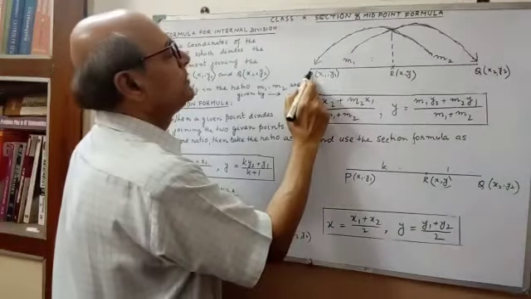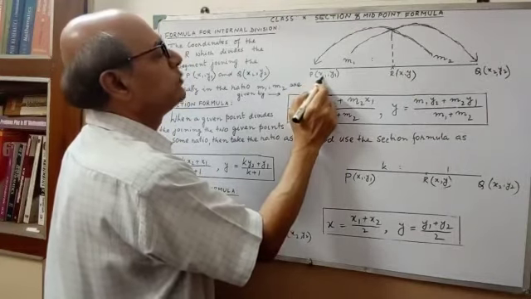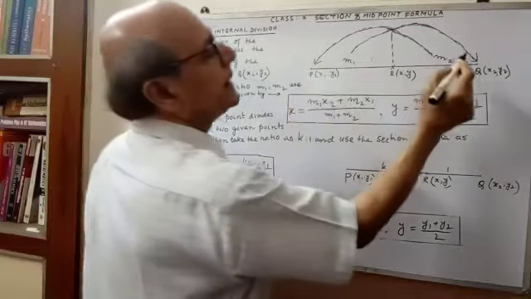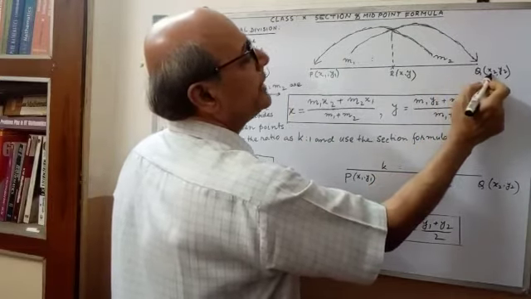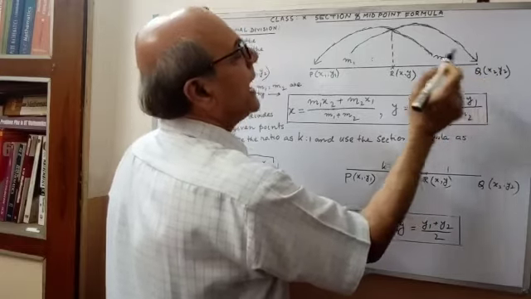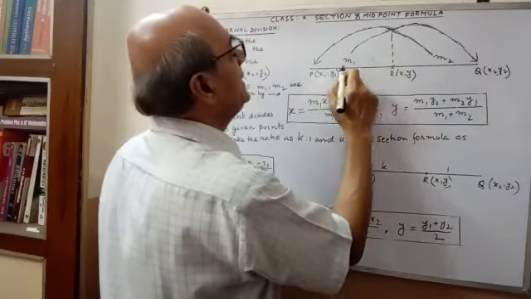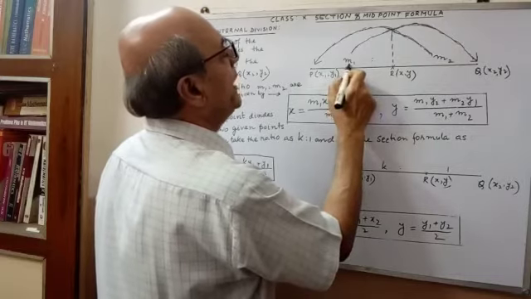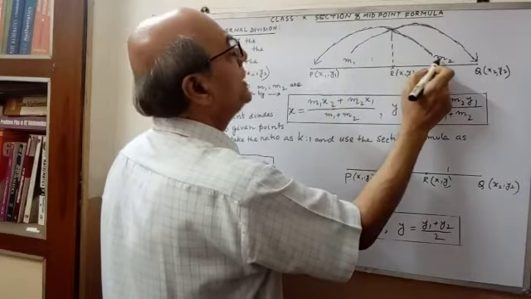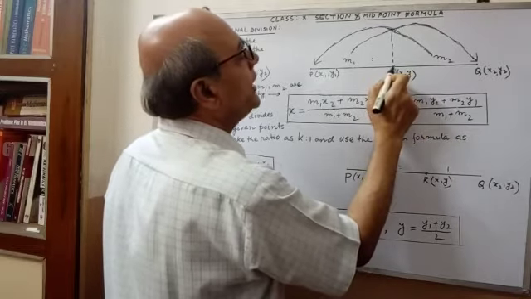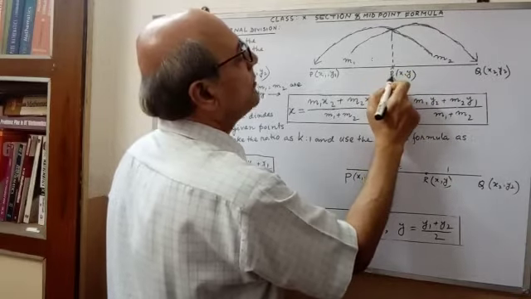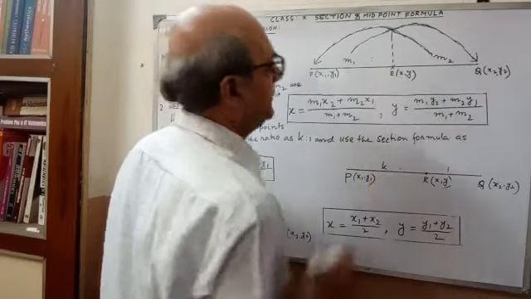A segment is a part of a straight line, and there will be two ends. The first end is P, whose coordinates x1, y1 are given, and the next end is Q, whose coordinates x2, y2 are given. This segment is divided internally in the given ratio m1 is to m2 at the point R. The coordinates of R are given as x, y.